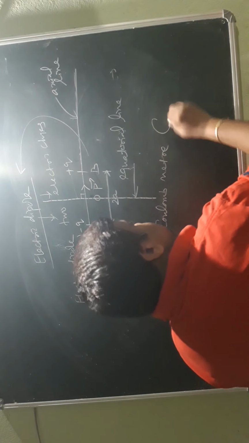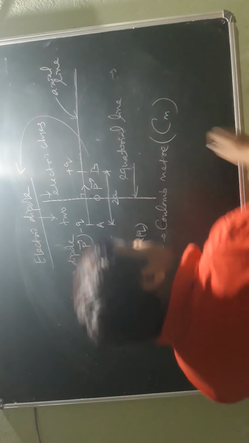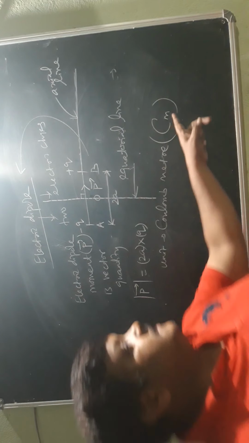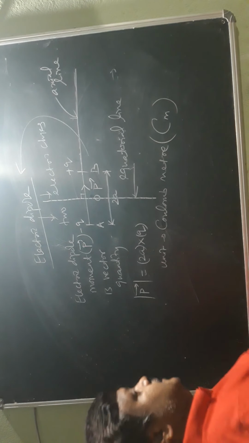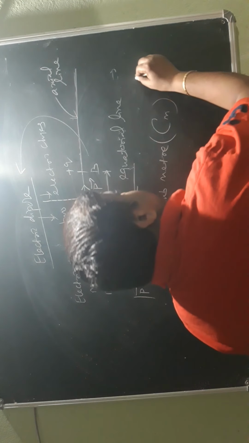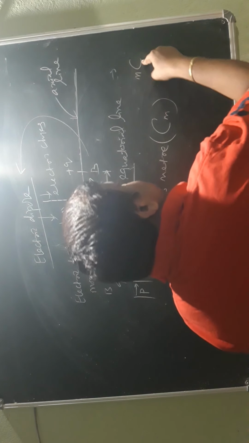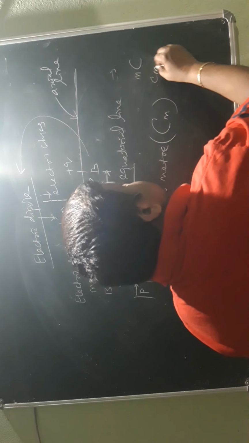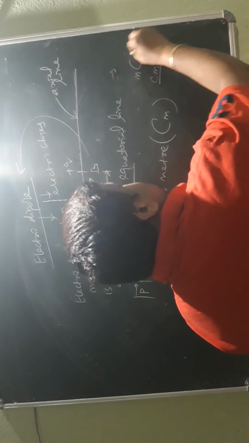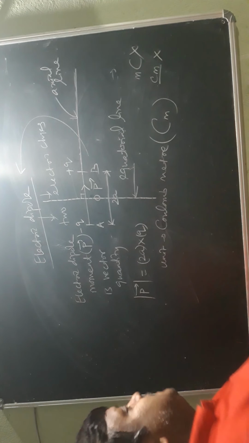Be very careful, students. While writing coulomb meter, you have to write a big C and a small m. If you write, unknowingly or knowingly, mC, then it will be millicoulomb, or if both are small, then it is centimeter. So this will not be allowed. Clear? So, coulomb meter.